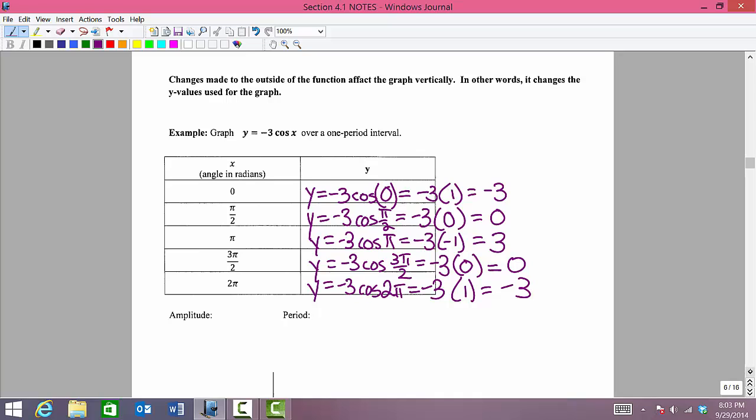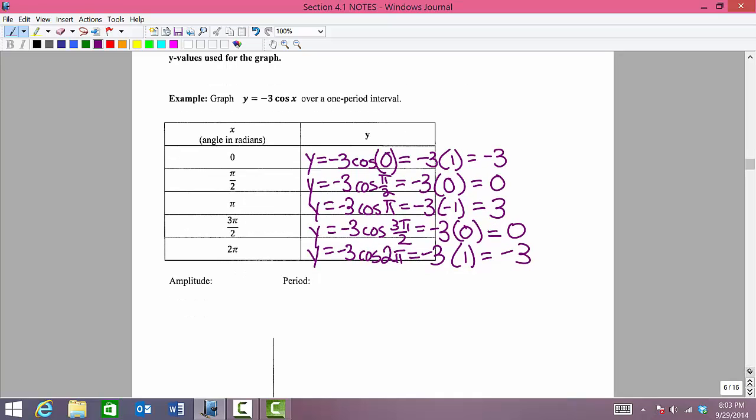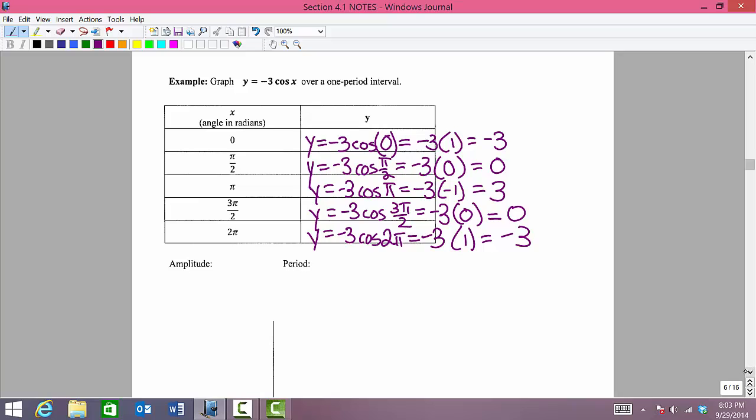So now let's plot these points and see how the graph is affected. First of all, the amplitude of our graph, the number that's being multiplied times the front is -3. Remember that amplitude is always considered to be a positive value, so we take the absolute value of the number that's being multiplied times the front of our function, so the amplitude would be 3.